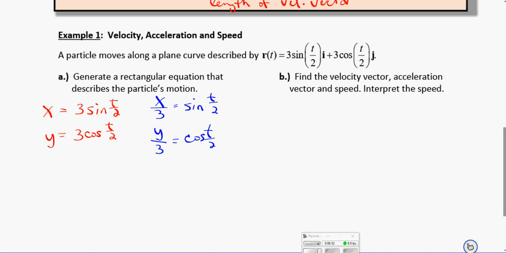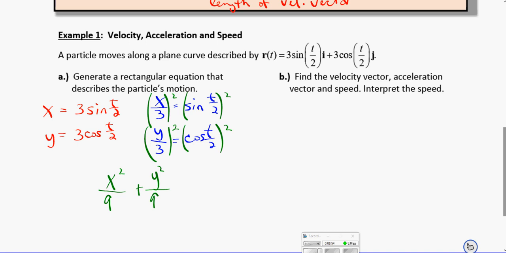And then I'm going to square both sides. It's legal in 49 of the 50 states. On the left side, I get x squared over 3 squared plus y squared over 3 squared. On the right side, I get sine squared t over 2 plus cosine squared t over 2.